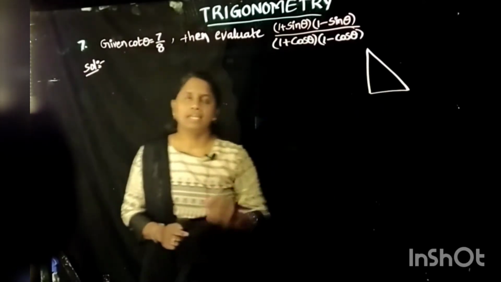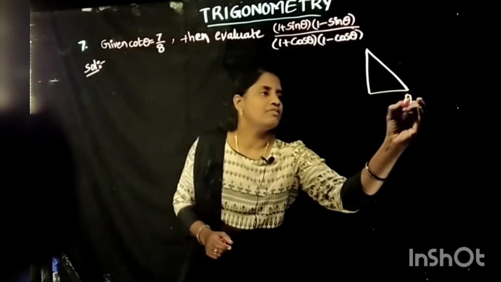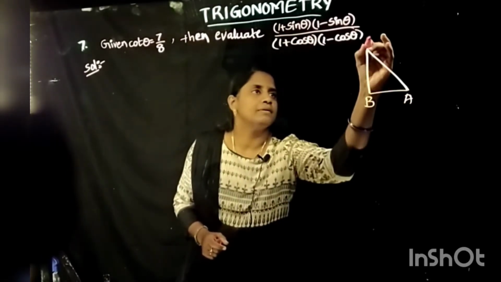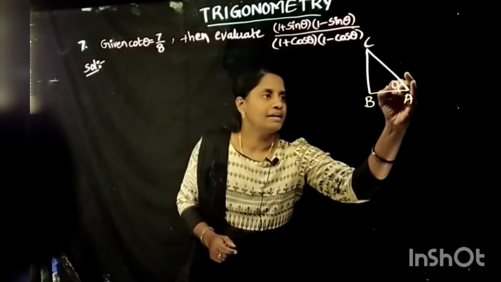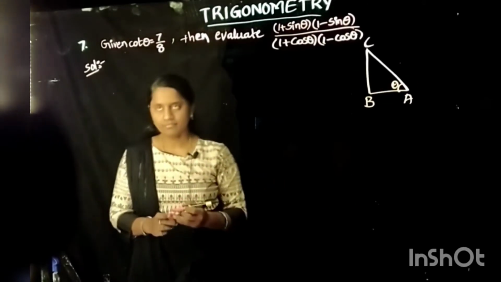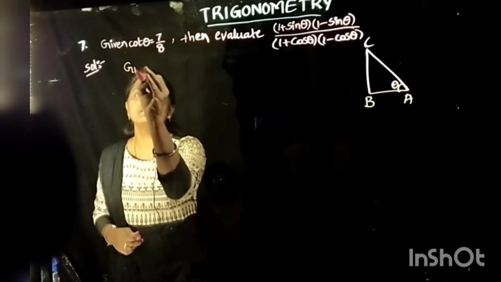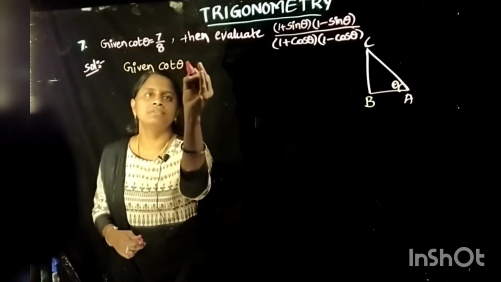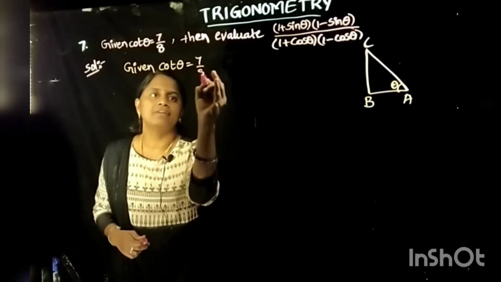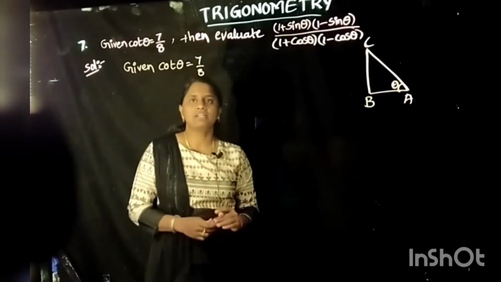Here I take a triangle ABC, with an angle theta at A. What is the given condition? Given cot theta is equal to 7 by 8. But actually, what is the definition of cot theta?